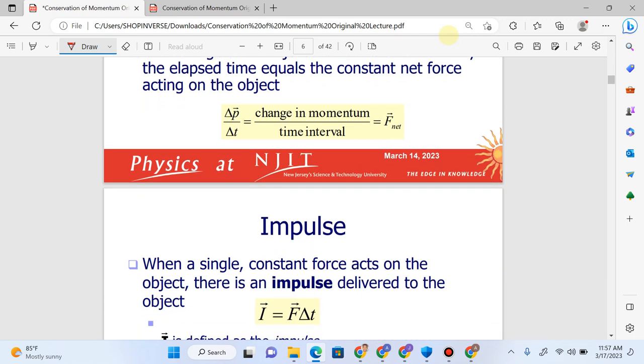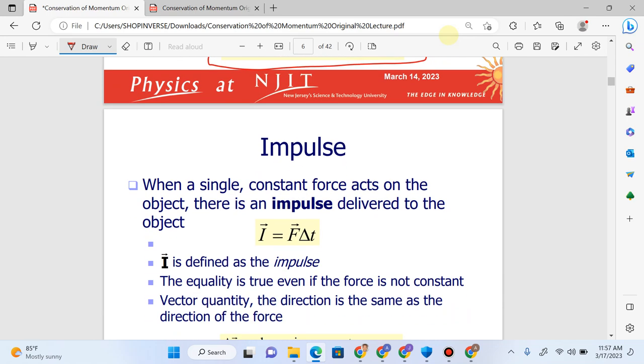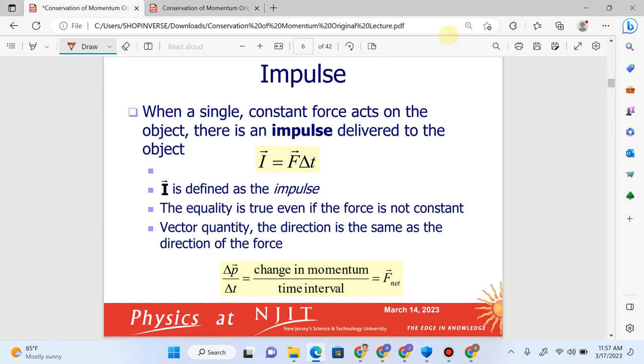Yes, change in momentum with respect to time is equal to the net force acting on the body. That is all we have talked about so far, and that is a brief explanation of the concept of impulse and momentum.